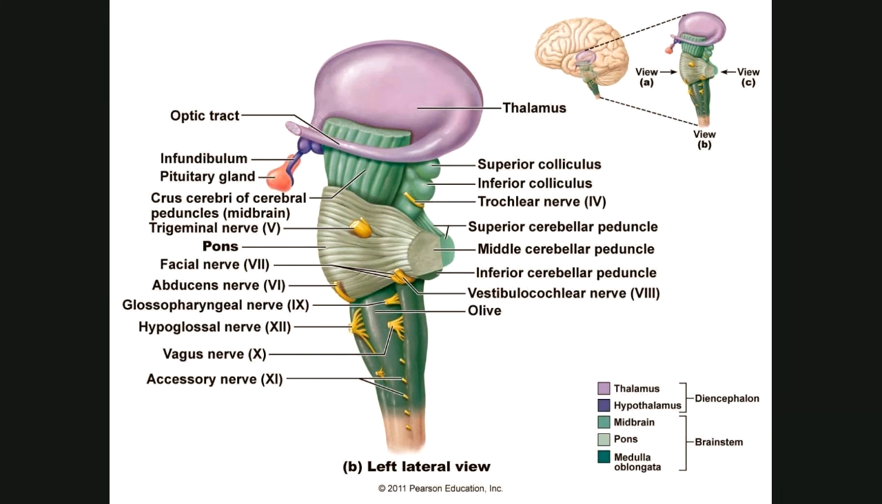This is a lateral view, and you can see the cerebral peduncles here. They're these green streaky things next to the purple, next to the thalamus. And you can see just how big they are. There's one on each side.